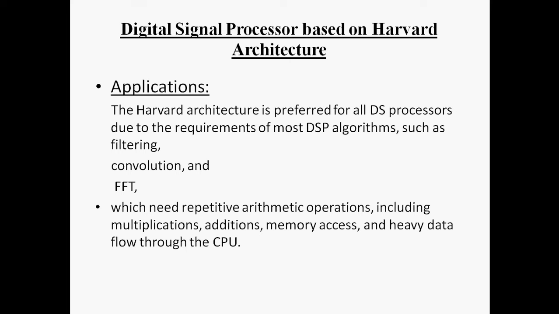We have seen in circular convolution, linear convolution, filtering, overlap add method, overlap save method, that we have to perform repetitive additions and multiplications. Hence I use a Harvard architecture, and I need to access the memory, and I need to flow heavy data through the CPU. Hence I must make use of a digital signal processor. All digital signal processors make use of Harvard architecture. So these are the applications, and this is the explanation for Harvard architecture.